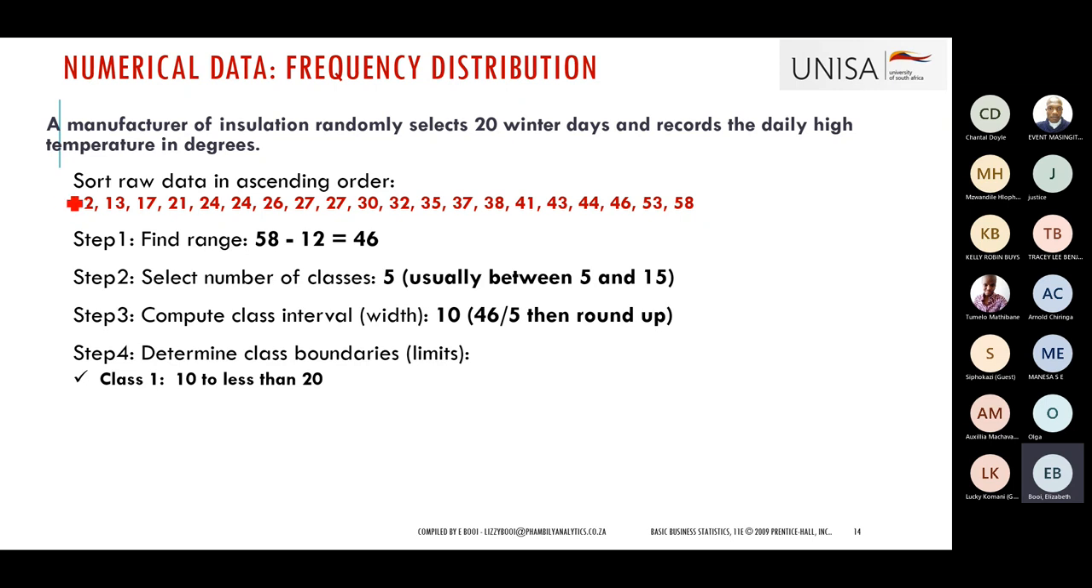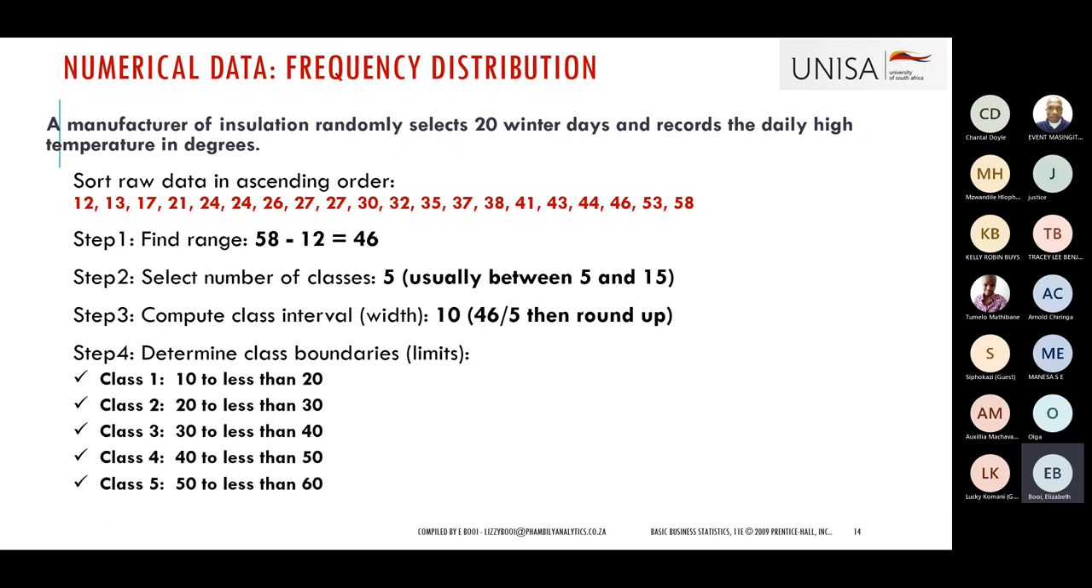If I look at my data, it starts at 12. So the smallest value that I can use will be 10, because I need to make sure that 12 is included in the data set. So it will be 10 to less than 20. Any count that I'm going to do will include 10, any values bigger than 10, but it should be any value less than 20. The next one will include 20, but less than 30. The next one, and the next one, and the next one. So I have my 5 classes that I have created based on the data.